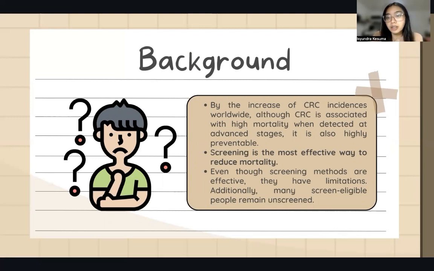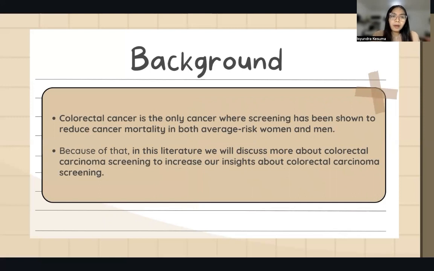In 2018, the number of CRC cases in Indonesia was around 30,000 cases, accounting for 8.6% of all cancers. With the increase of CRC incidences worldwide, although CRC is associated with high mortality when detected at advanced stages, it is also highly preventable. Screening is the most effective way to reduce mortality. Even though screening methods are effective, they also have limitations. Additionally, many screen-eligible people remain unscreened. Colorectal cancer is the only cancer where screening has been shown to reduce cancer mortality in both average risk women and men.